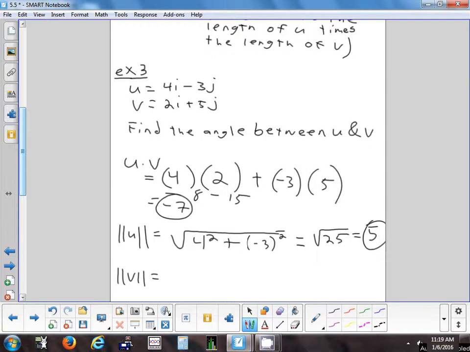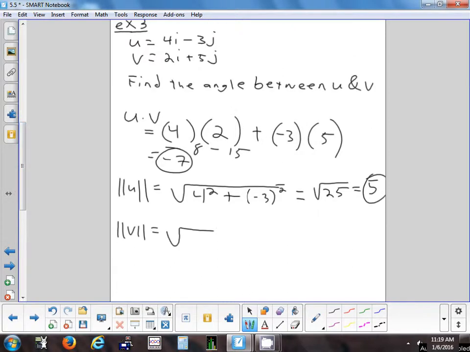Length of u. The last thing is the length of v. I've got 2 squared plus 5 squared. Add them up. Take the square root. That's 4 plus 25. Just leave it, square root of 29. Okay, any questions on those 3 things?